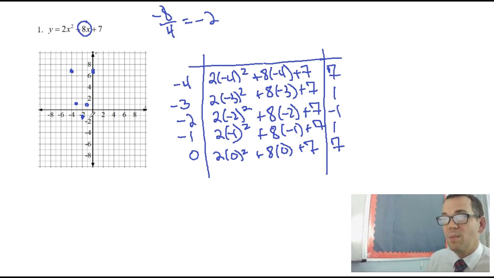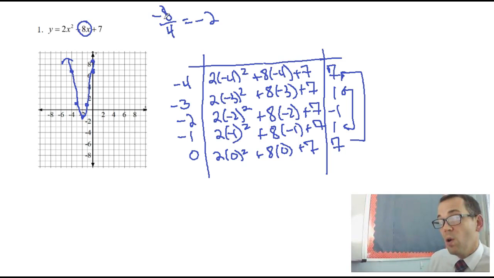We get a nice symmetrical graph. We had a nice symmetrical table, U-shaped graph. It all starts with knowing opposite of b over 2a is the way to start and build it out. Everything else is calculator skills. You can do it. Practice. Be prepared. Be awesome. Good luck.